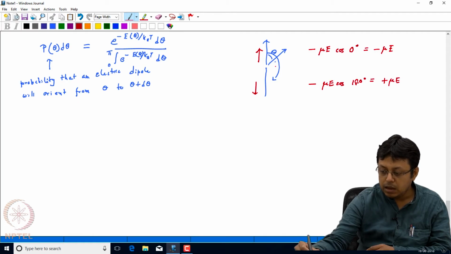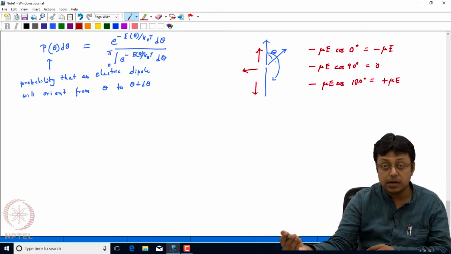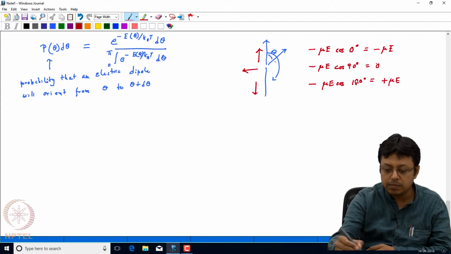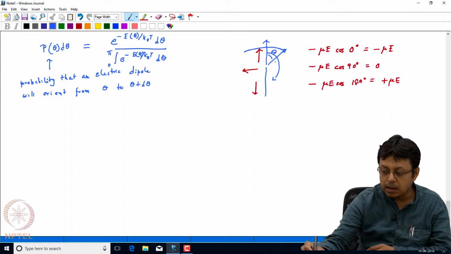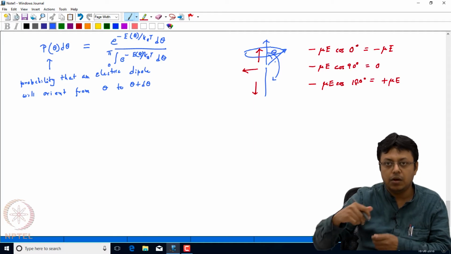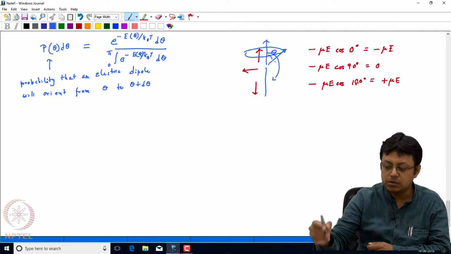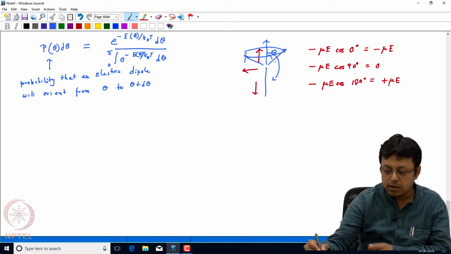And in between, I will have an orientation which is something like this, where the dipole has energy of mu E cosine 90 degree, which is 0. So, that was the reference potential energy. Now, we can think there will be many orientations, but the dipole can be oriented at any angle in the other direction also. So, the dipole can be oriented like this also, but the energy for this orientation and this orientation is the same because the theta is the same.